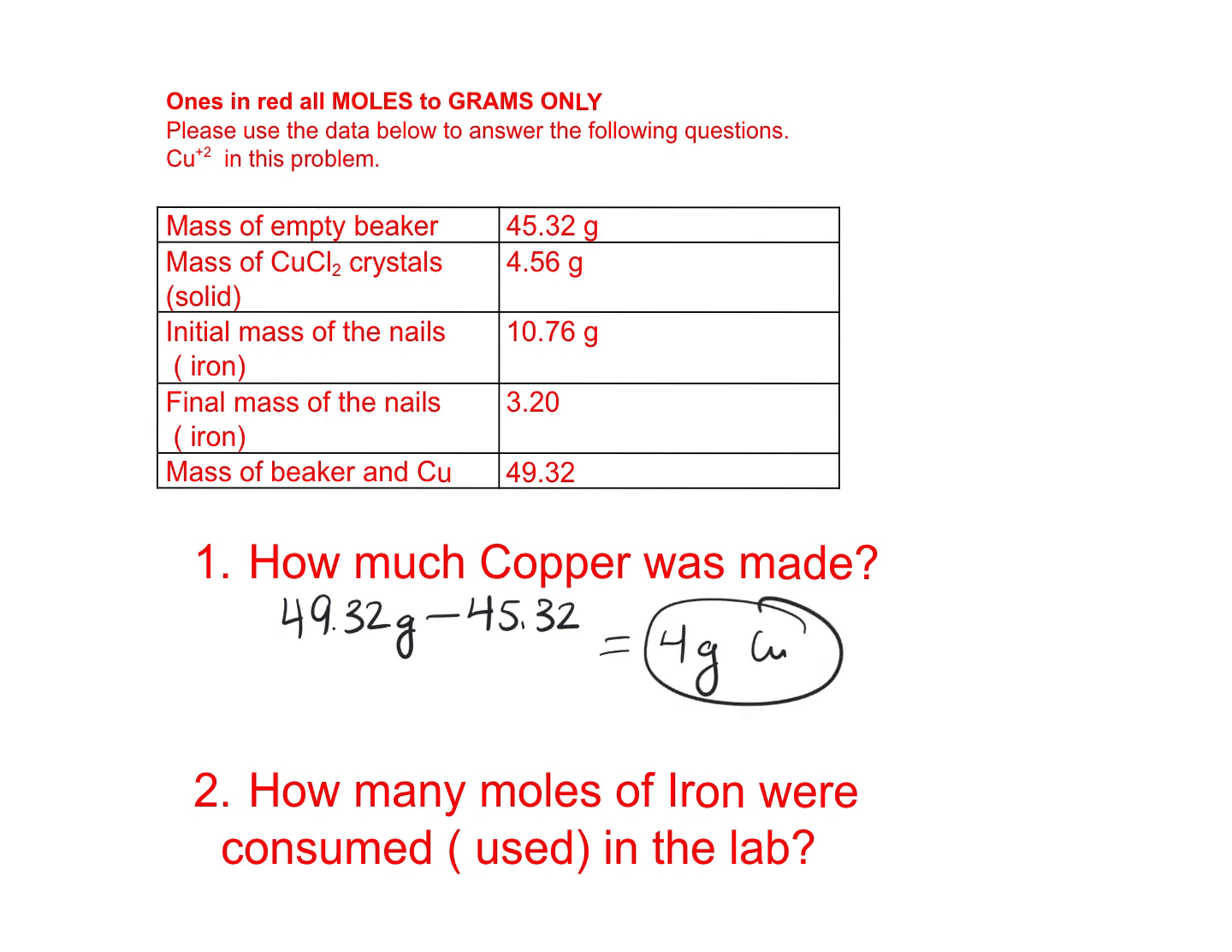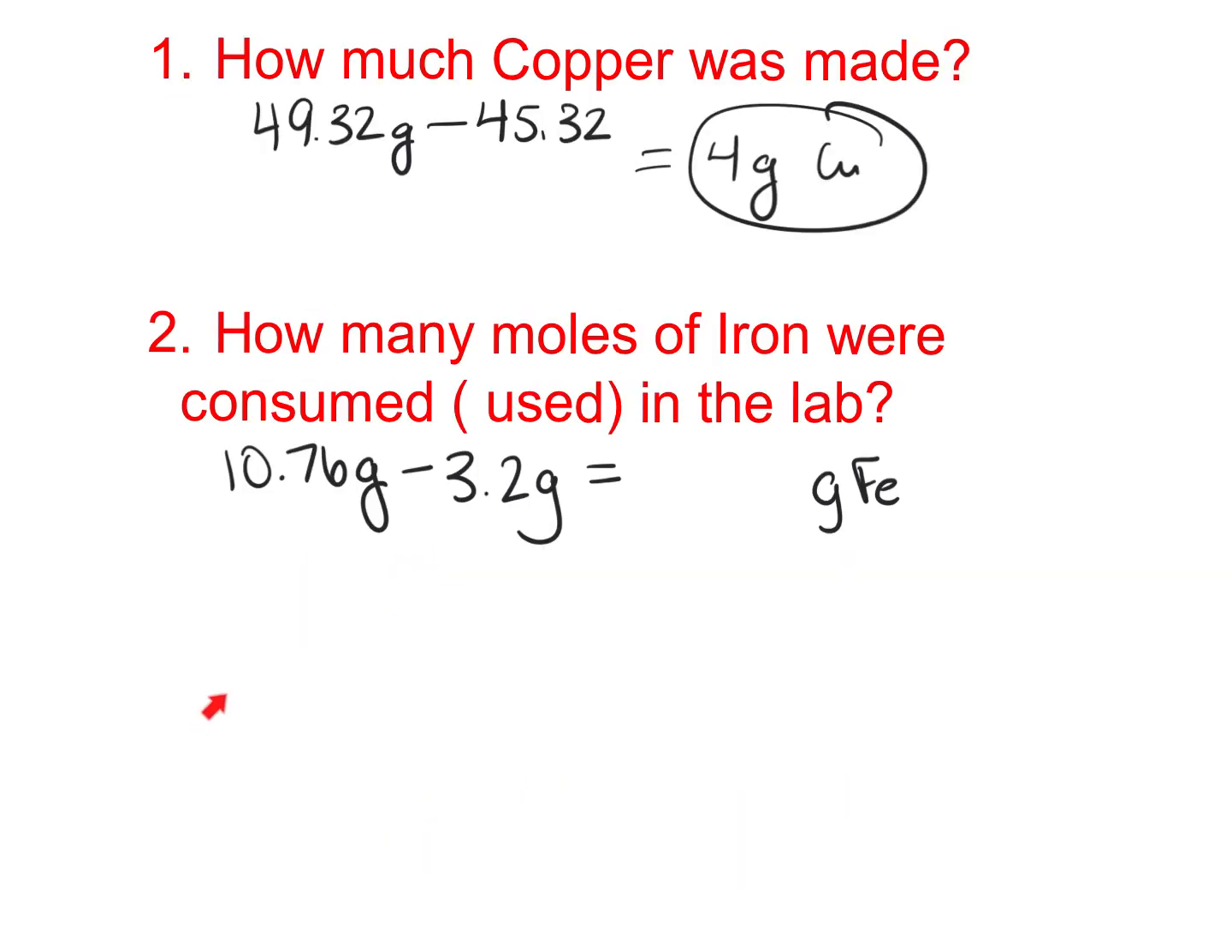The next question says how many moles of iron were used up in the lab. So again, we're going to look at our beginning and our ending mass of the nails, and we're going to have to subtract to find out how many grams we had. But this problem does ask us for moles, so we're going to have to convert from grams to moles. If we subtract our beginning nails minus how much they weighed at the end, that's going to tell us how many grams of iron.